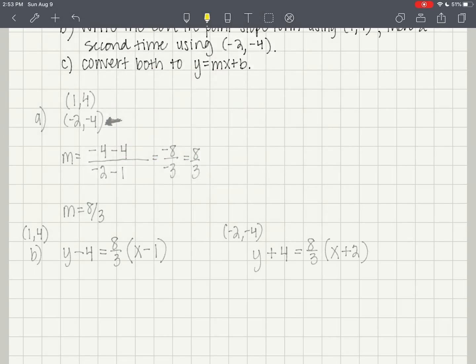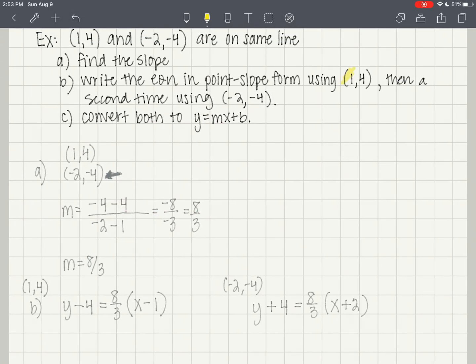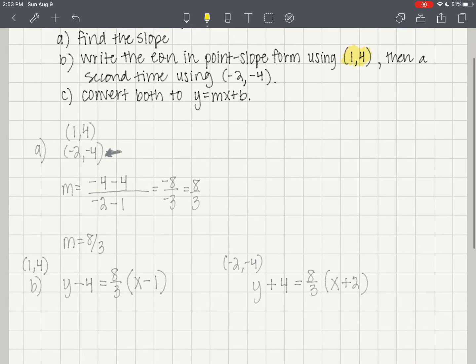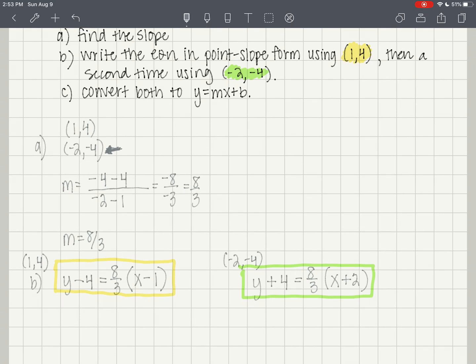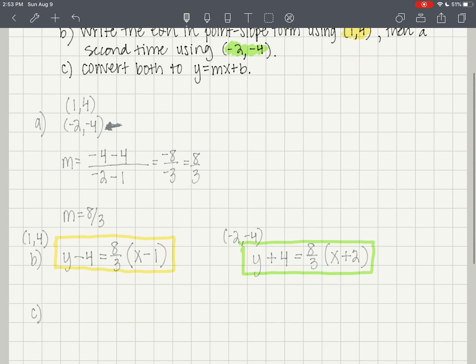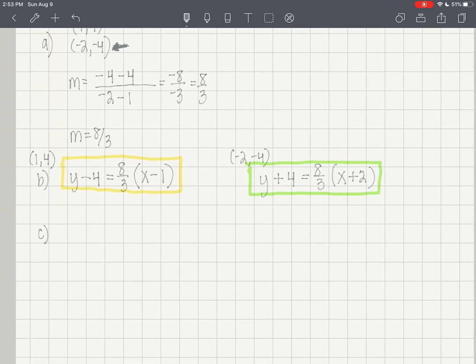So I'm going to highlight for you what we just did. We first used 1, 4, and we got that equation. Then we used -2, -4, and we got this equation. Now we're going to take the equations and convert both of them to y equals mx plus b.